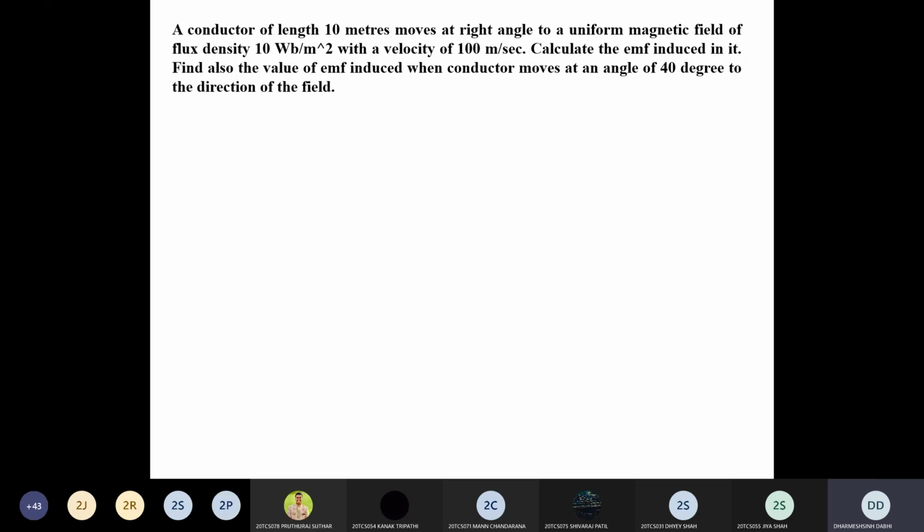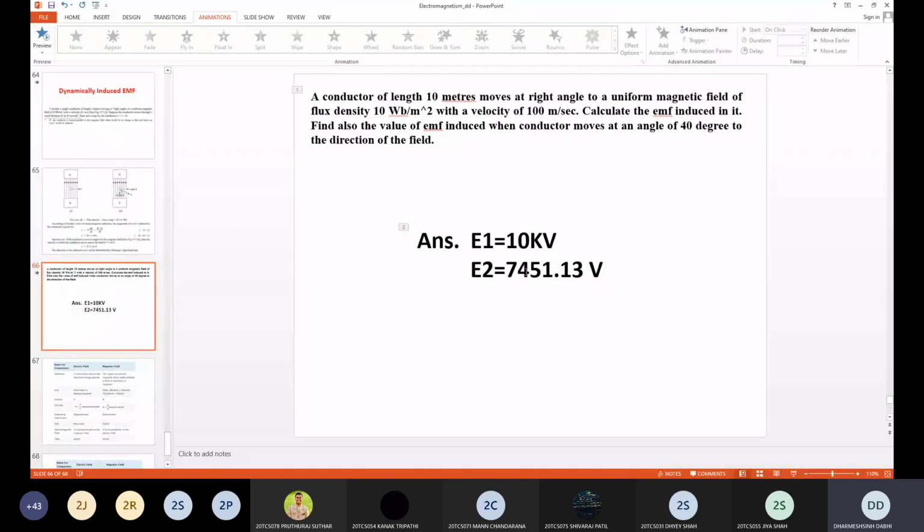Sir, can you share the PPT? Yes, I will share all the PPT today. Now I complete this whole chapter number 4, electromagnetism. The next lecture will start chapter number 5, AC circuit. All of you clear? Is there any doubt? All of you write down the answer of this example.